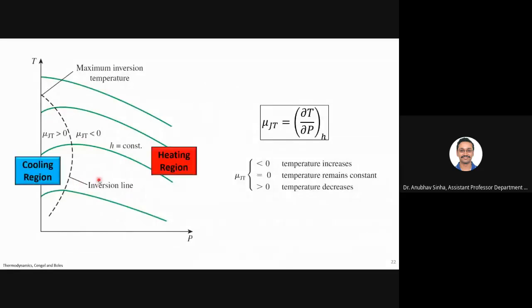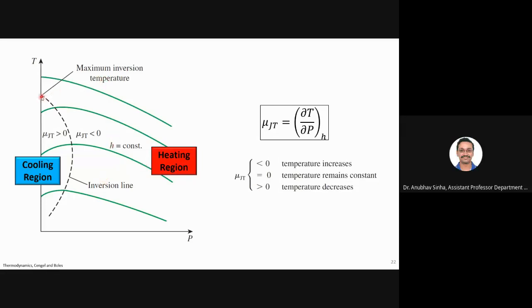So what we say is that if you are on the right side of the inversion line, you are in the heating region, where your slope is negative. Mu JT, the Joule-Thomson coefficient, is negative, so temperature increases. Similarly, if you are on the left side, where the slope is positive, temperature decreases and you are inside the cooling region. So if you take the inversion line, left side is the cooling region, right side is the heating region. Is this clear? Yes, sir.